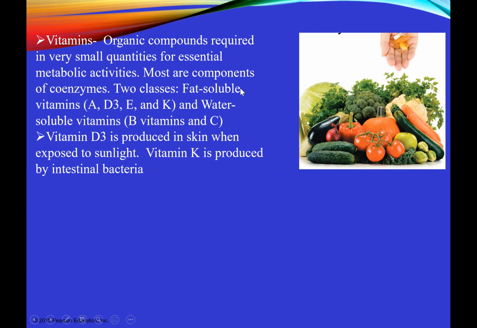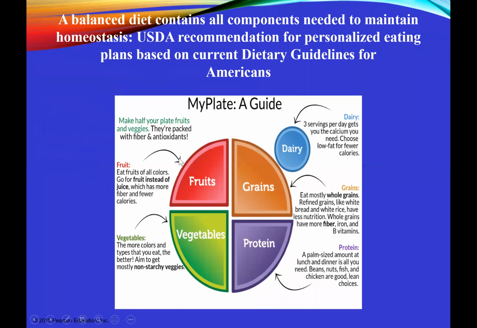Just a few examples of fat soluble vitamins: A, D3, E, and K. Water soluble vitamins are B and C. Vitamin D can be produced by the skin when we are exposed to sunlight, and vitamin K is produced in the body by bacteria that live in your intestines. Very interesting. So minerals we also require in small quantities, and you already know, like if there's an iodine deficiency, that can lead to goiter and other problems, endocrine problems.